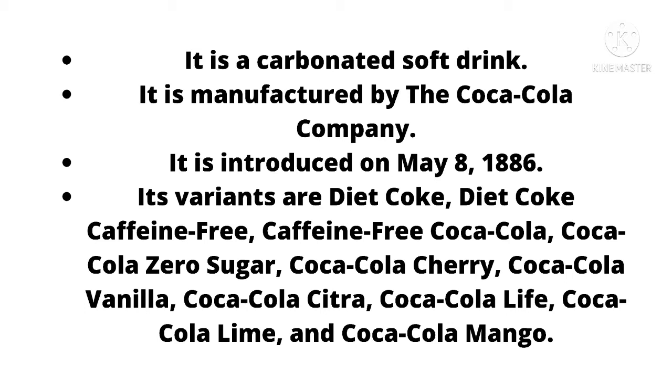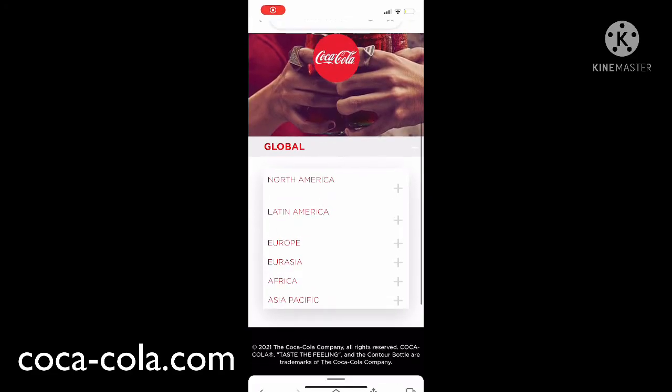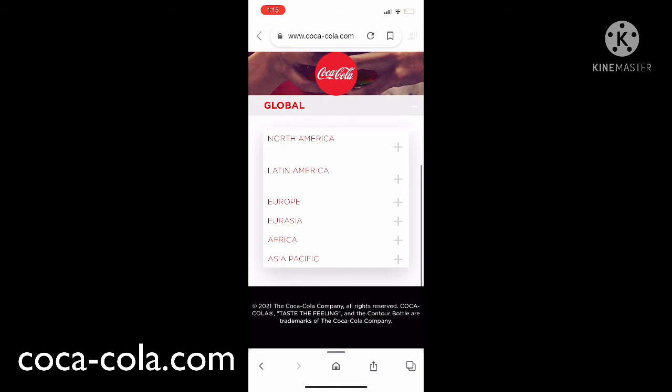Its variants are Diet Coke, caffeine-free Diet Coke, caffeine-free Coca-Cola, Coca-Cola Zero Sugar, Coca-Cola Cherry, Coca-Cola Vanilla, Coca-Cola Citra, Coca-Cola Life, Coca-Cola Lime, and Coca-Cola Mango. Its website is Coca-Cola.com. And now without further ado, let's get started.